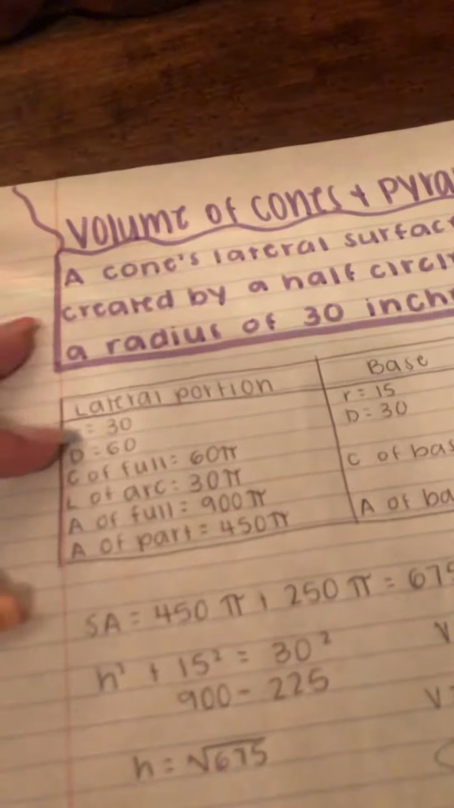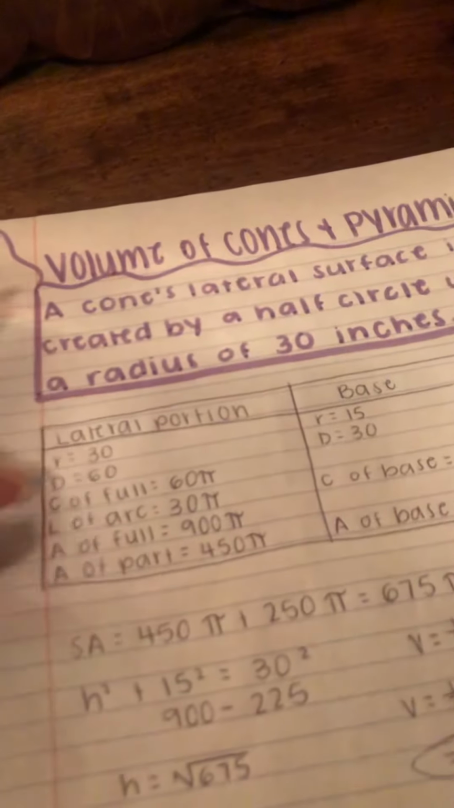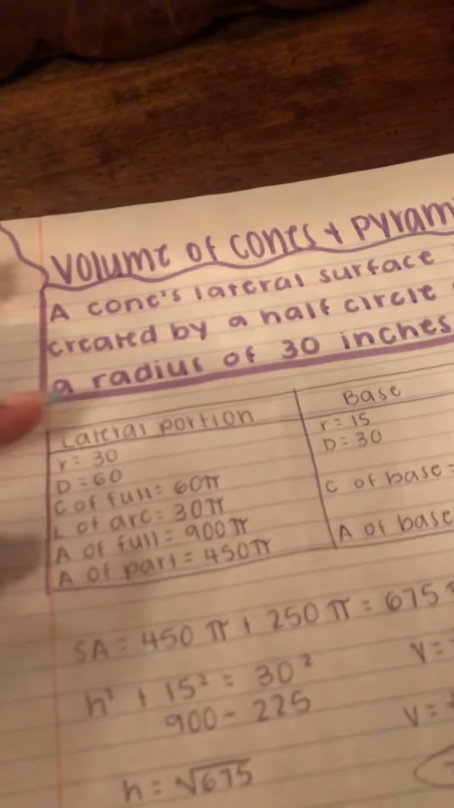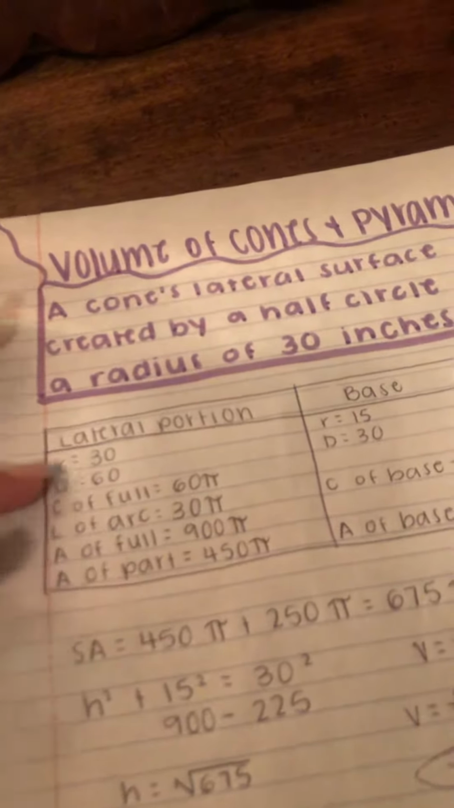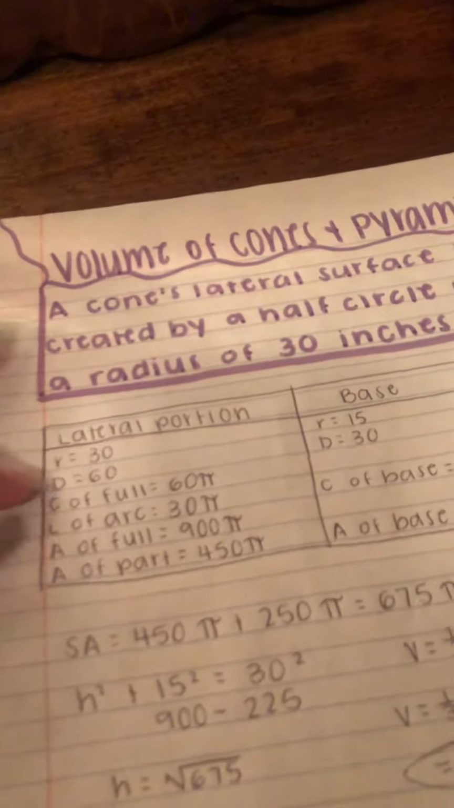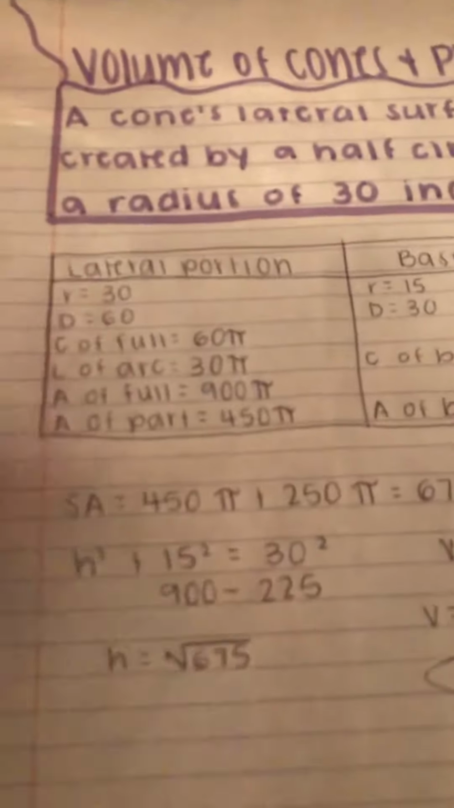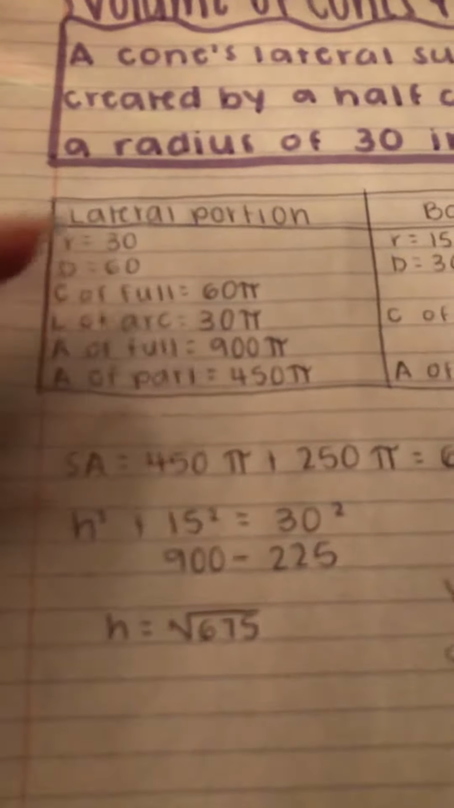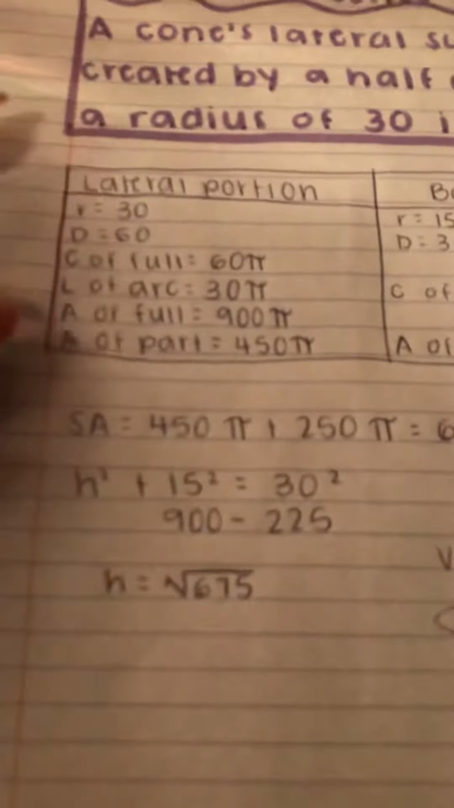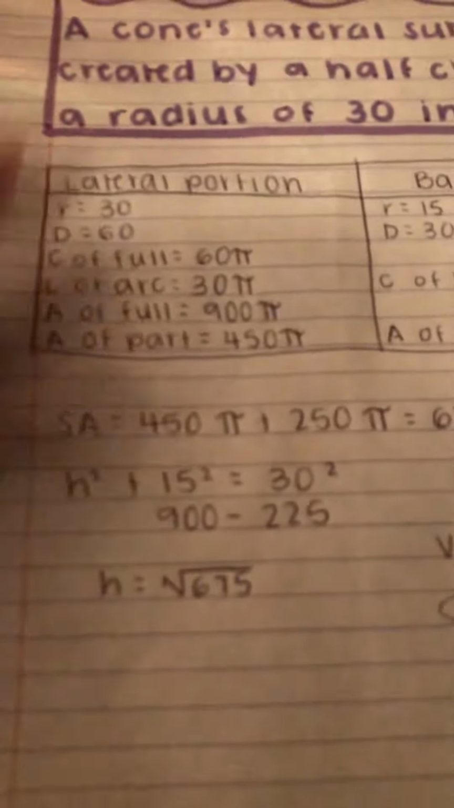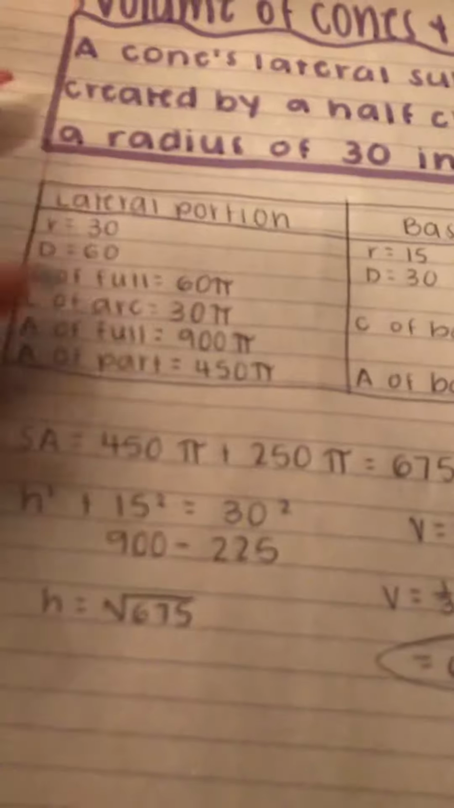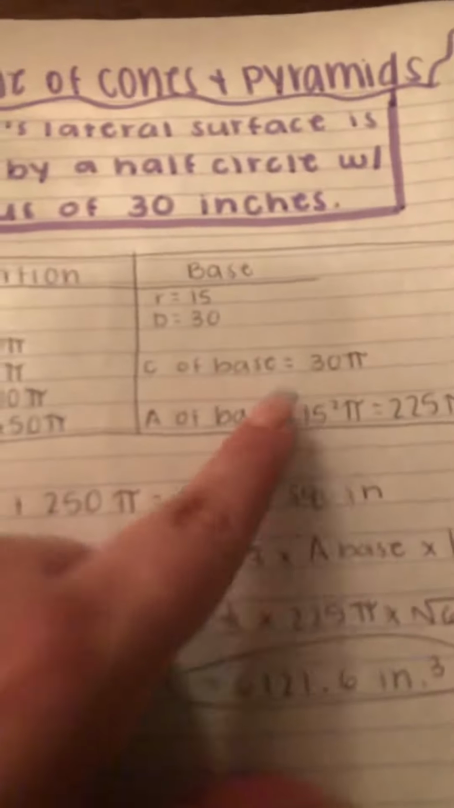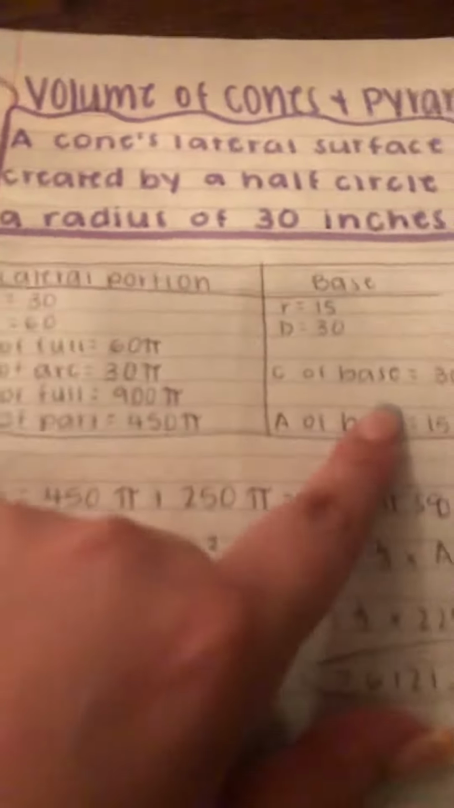the lateral portion. The radius is 30, and since we know the radius is half of the diameter, I made the diameter 60. So then the circumference of the full circle would be 60 pi. The length of the arc would be 30 pi because that would be half of the circle. And automatically I already know that these two would be the same because they basically mean the same thing.